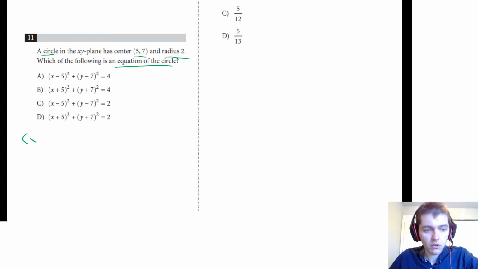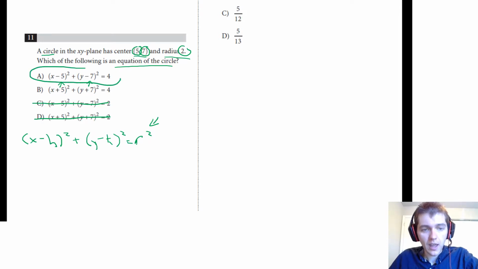But that equation, if you don't know off the top of your head, is (x minus h) squared plus (y minus k) squared is equal to radius squared. In this case, 5 is your h, 7 is your k, and 2 is your radius. So you have to go ahead and square it, which will make that 4. So if you just know that 2 squared, you can go ahead and eliminate these off the bat. And then you have minus, both of them are positive, so -5, -7 is the correct answer. So you have A is your correct answer.